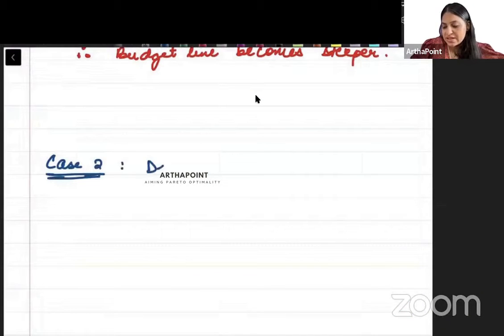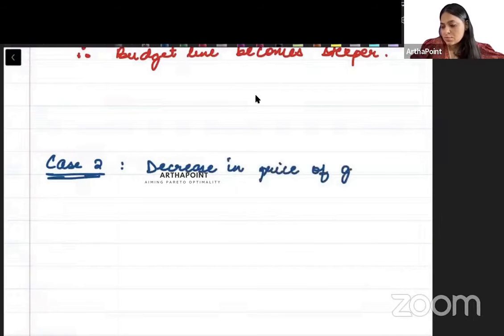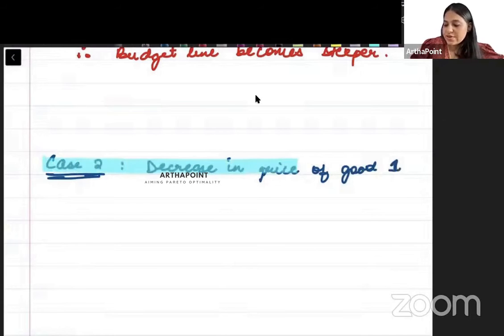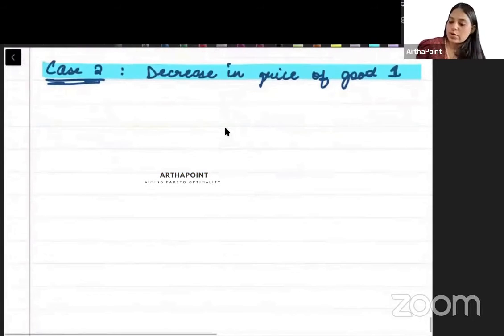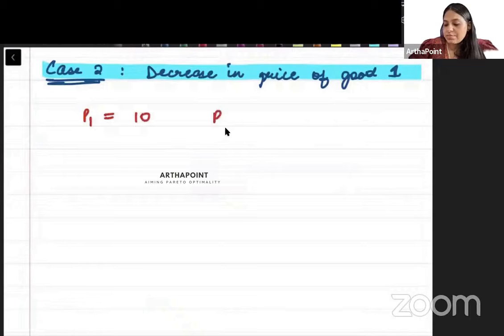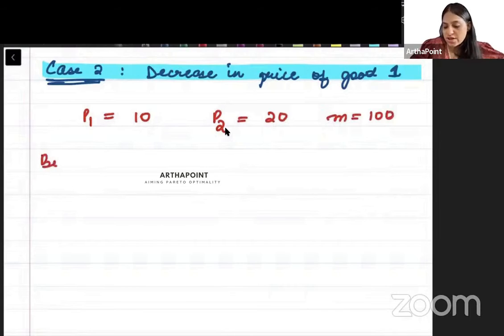That is, a decrease in price of good one. Decrease in price of good one. The price of good one is decreasing. So now what will happen? Look, suppose P1 is 10, P2 is 20, income is 100. So what is your budget line? What will the budget line be at first?